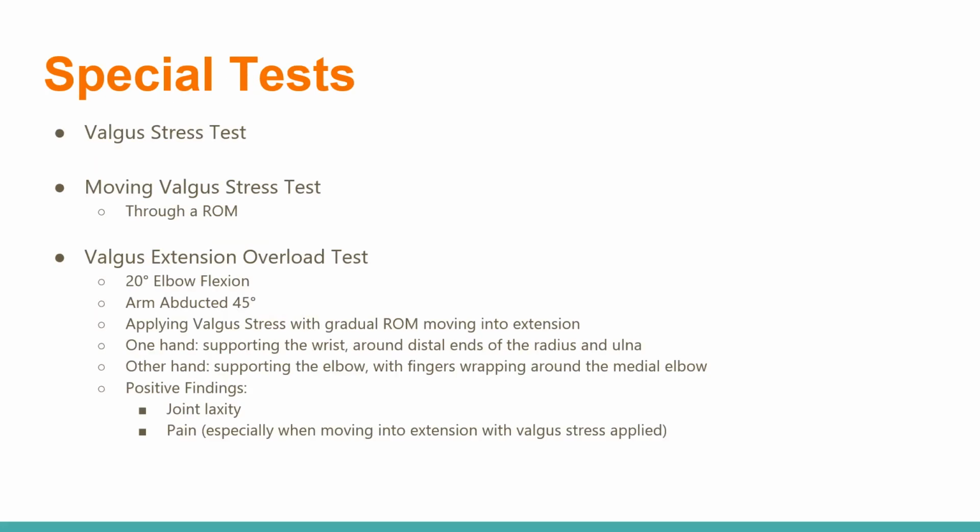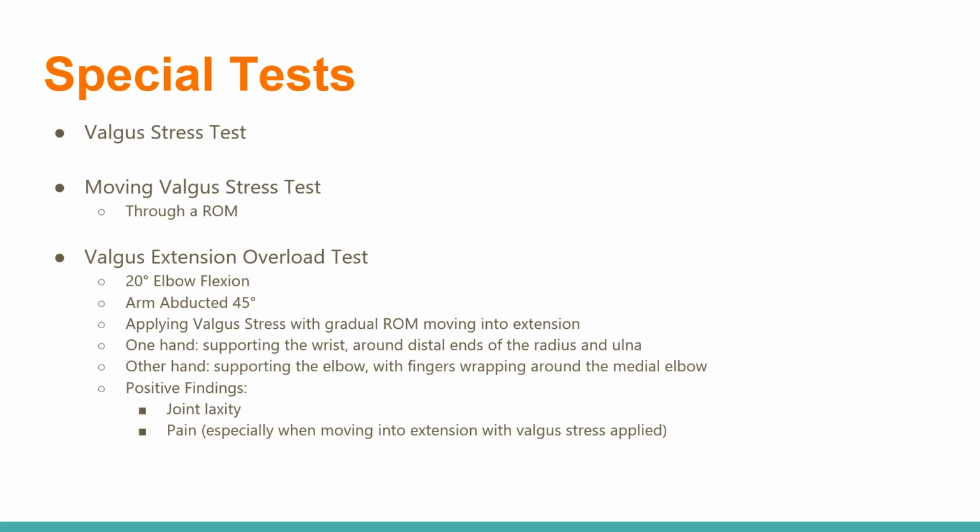Special tests include the valgus stress test, which we already learned, a moving valgus stress test, which is just testing through a range of motion, as well as the valgus extension overload test, which is where the elbow is placed in 20 degrees of flexion, the arm is abducted to the side at 45 degrees, and a valgus stress is applied with gradual range of motion while moving into extension.